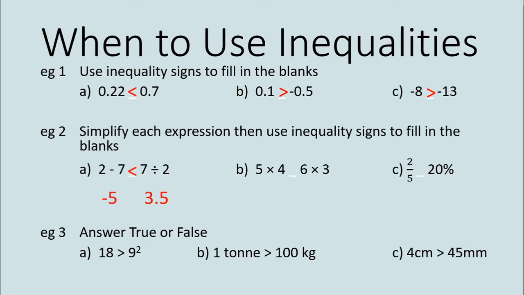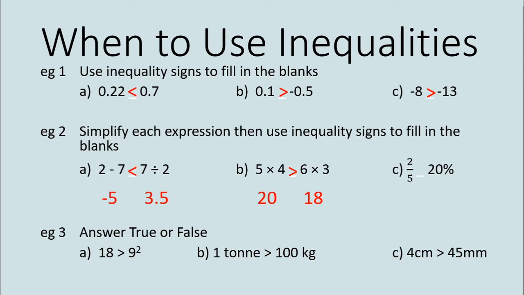3.5. For question B, we've got two multiplications to work out. 5 times 4 is 20, and 6 times 3 is 18. Clearly, 20 is bigger than 18, so we'll use the greater than symbol. 5 times 4 is greater than 6 times 3.